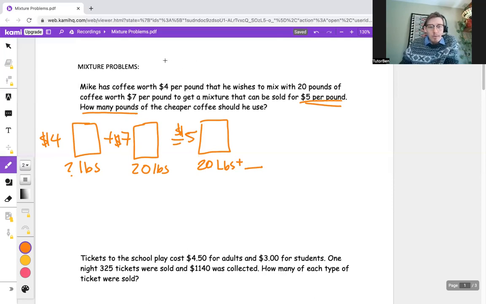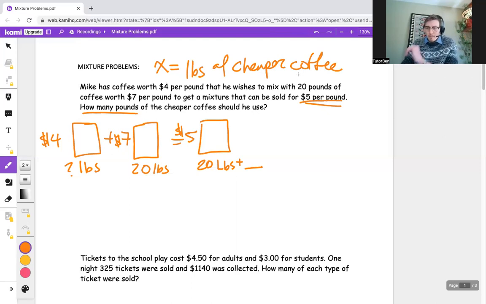So if I pick a variable here, I'm always partial to x. We always want to be specific, so x is pounds of the cheaper coffee. All right, pounds of cheaper coffee. That means we're always going to use it in the context of pounds.